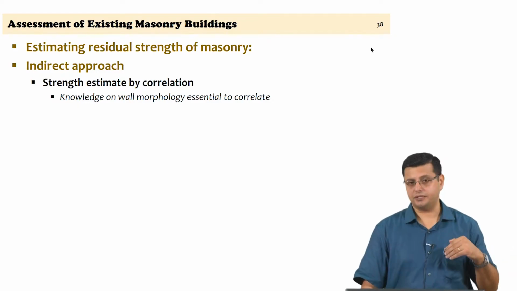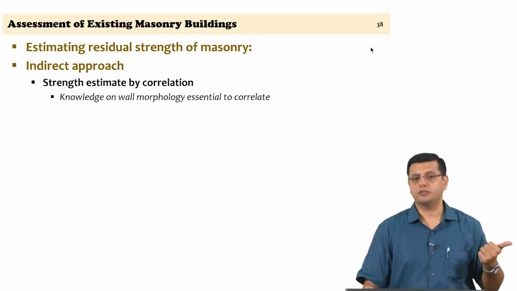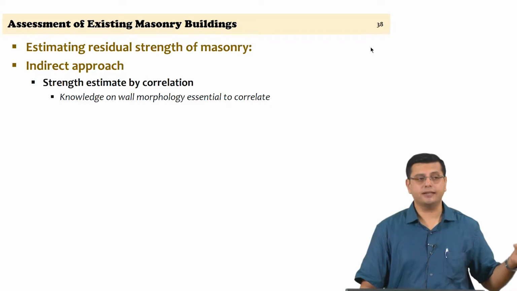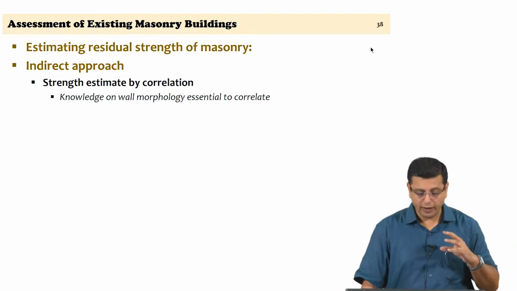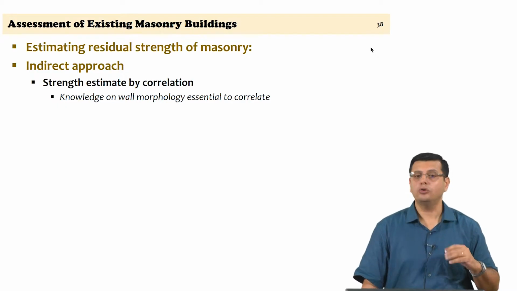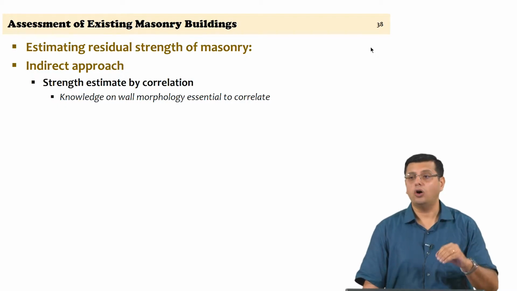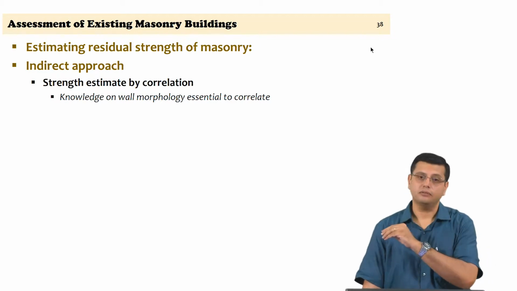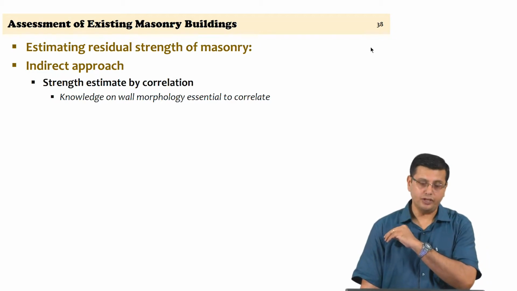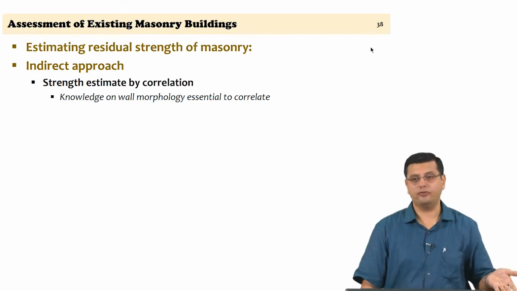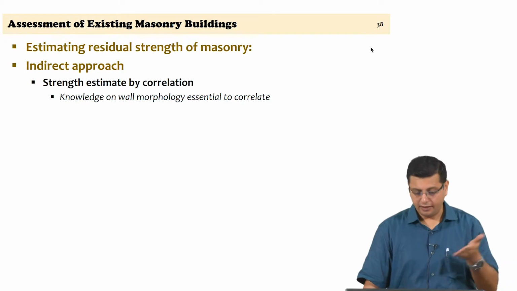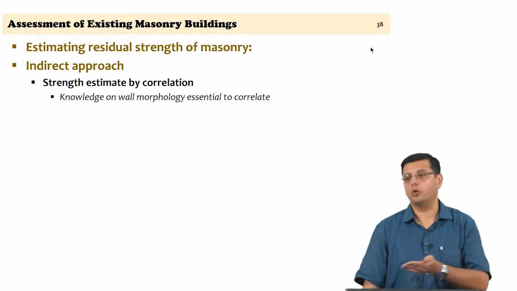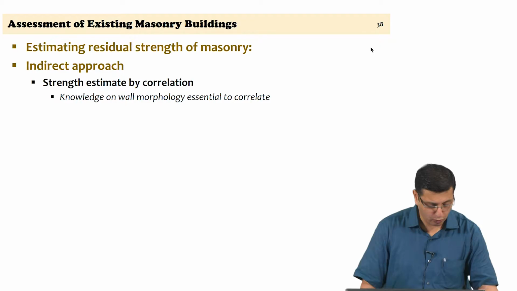So, in such situations, where due to resource crunch or time crunch you are not able to get actual strength from the structure that you are working on, you can work by correlation. But to work by correlation, you need to have information and knowledge on the typology of the materials that are there in the structure. You need to have knowledge on what is called wall morphology. You need to know what the structural load bearing walls are made out of, and then you have some basis to correlate. We will examine that in a moment.